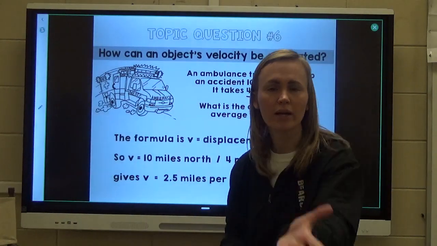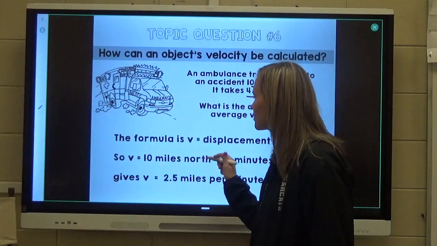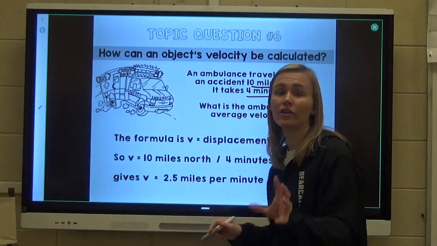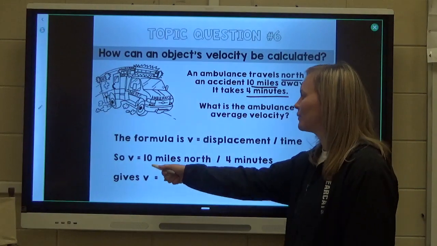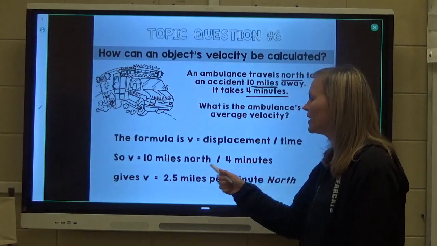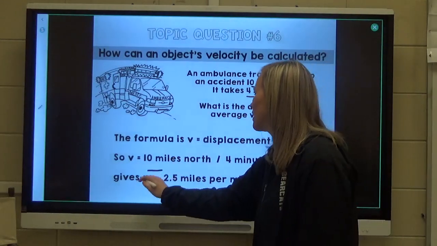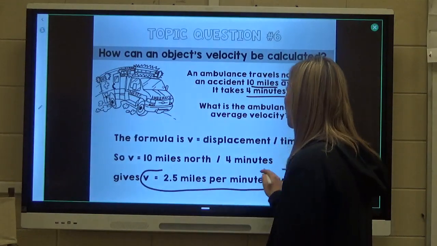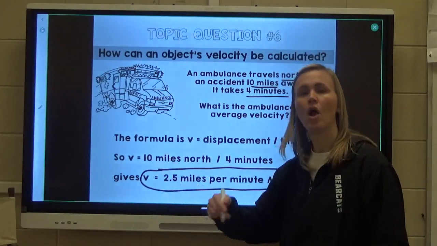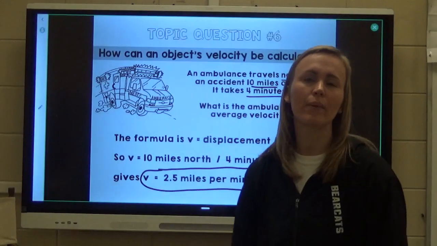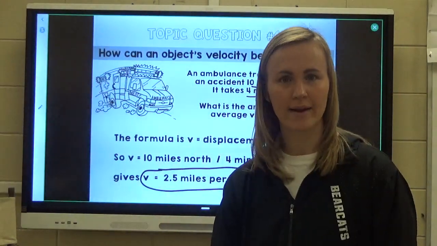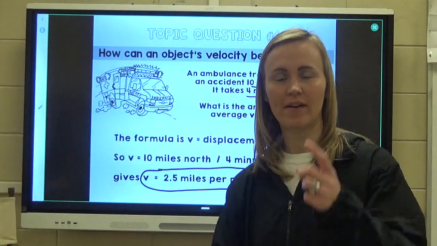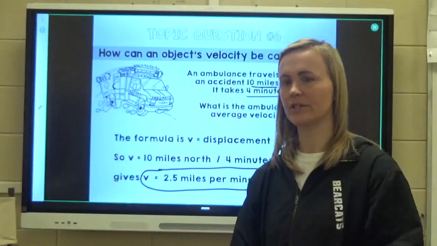Displacement, we have to include the direction. So 10 miles north divided by our time, which was 4 minutes. So in order to solve for velocity, we divide 10 miles north by 4 minutes, and we find a velocity of 2.5 miles per minute north. Is it important that we include the direction? Yes. Velocity is a vector. So we have to have our speed and we have to have the direction.